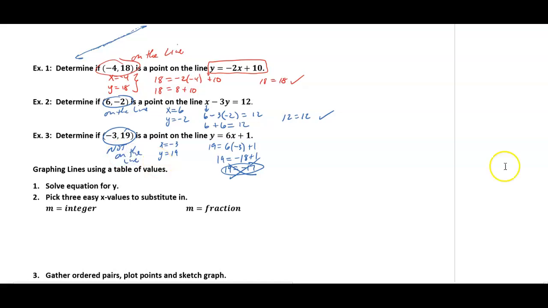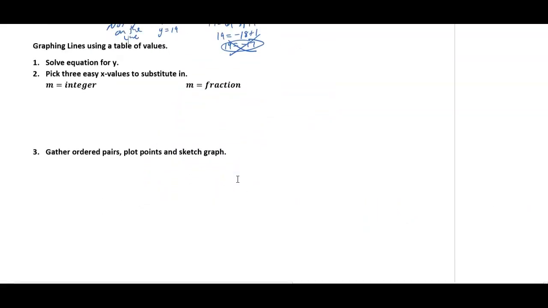All right. So how do we graph these linear functions using a table of values? Well, the first thing we want to do is make sure we're solved for y. We want to have this in that y equals mx plus b form. Then we're going to pick 3 easy x values to plug in. If m is an integer, meaning a positive or negative counting number, I know I'm going to use 0, 1, and 2 as my input values. There's nothing wrong with using -1, 0, and 1. You can use 100, 101, 102. You can use any values you want.